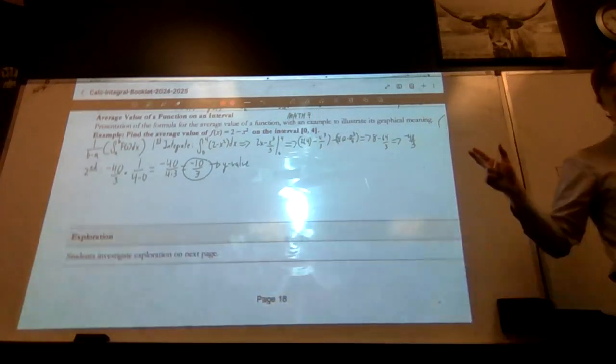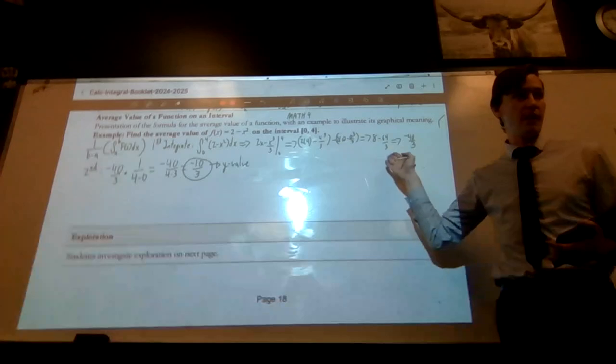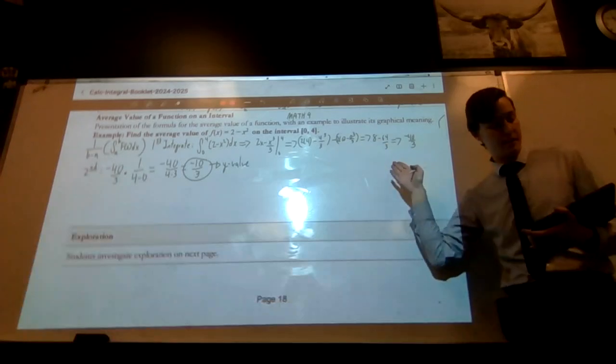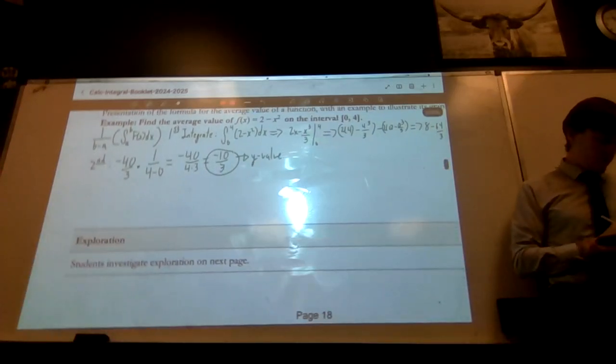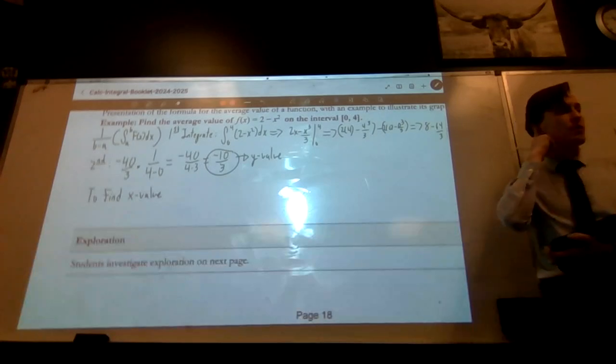We will walk through this again. This is an extra step that you haven't seen before, but this is how you would do it. Do the integrals there. So, to find the x value, Faith, what was the question there?